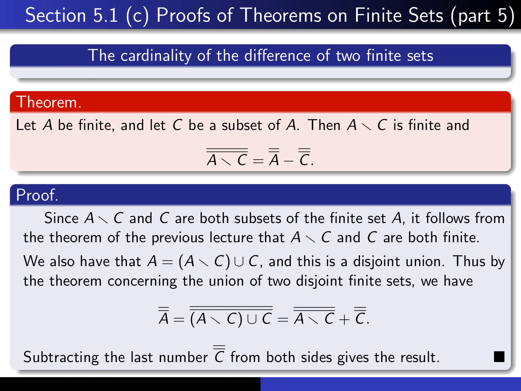Now, of course, these are numbers. This is a number, this is a number, this is a number, and if we simply subtract this number from both sides, we get this. And that completes the proof of the theorem.